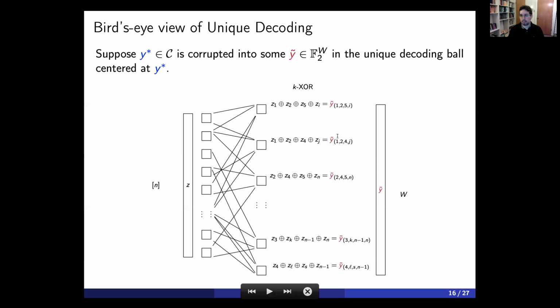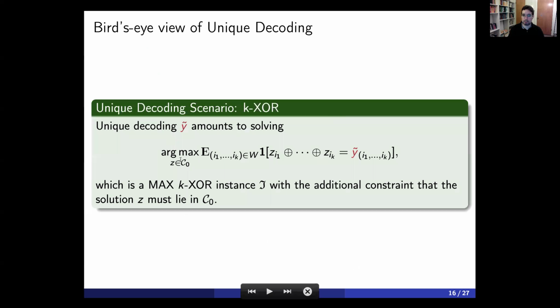And if you think about it, this is going to give us a CSP. The corrupted code word here is defining the right-hand side of a bunch of XOR equations. So you're given this corrupted word, and you'd like to find a Z in the base code such that when you compute the parities here, they agree as much as possible with the given y tilde on the right. So you're looking at this like k-XOR. More precisely, you're trying to find the Z in the base code such that when you compute the XOR, it agrees as much as possible. It looks like XOR, but it's not exactly XOR, not far.